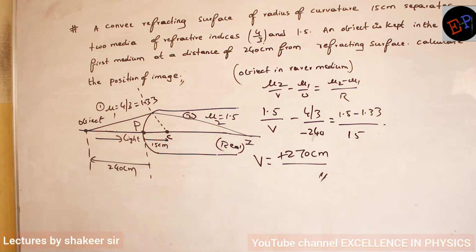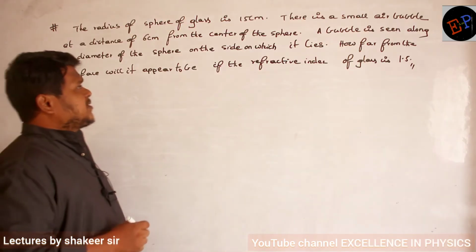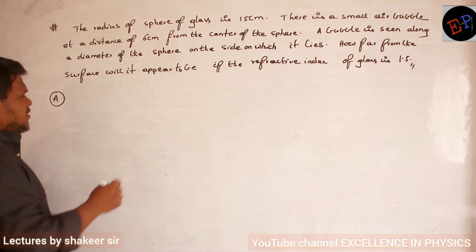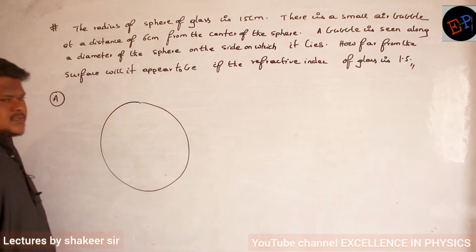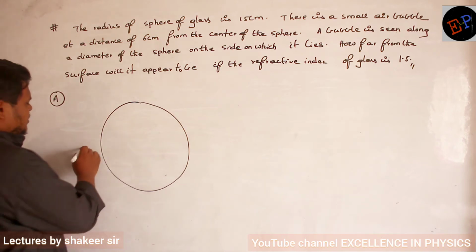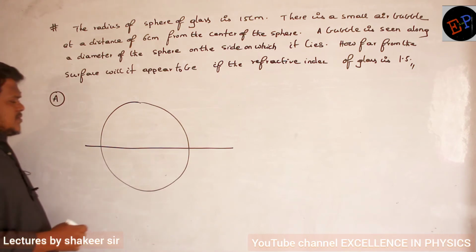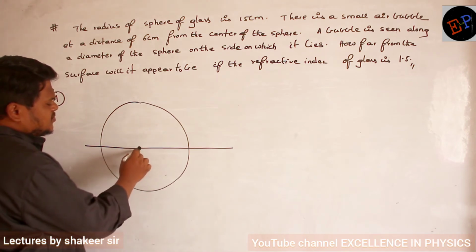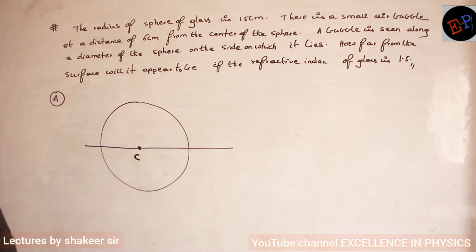Come on. What is the question he is asking? The radius of a sphere of glass is 15 centimeter. So consider this a glass sphere, and this is the principal axis which is passing through the glass. This is the center of the glass, which is also called the center of curvature. The center of the glass is the center of curvature only.